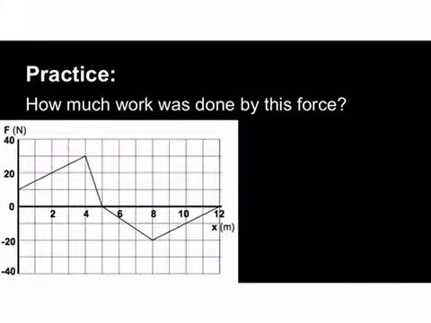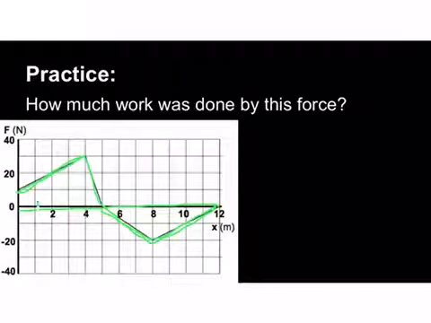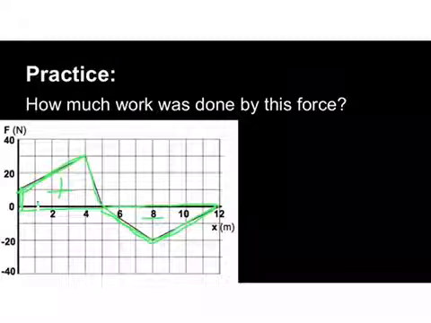So here's another example where we could calculate how much work was done by this force. And again, what we need to do is trace this thing out. Remember, use the graph itself, which will be either the top or the bottom. And then we use the x-axis. And then if we need to, we can use a vertical line to close this off. So we can close it off here with a vertical line. So this is positive work above the x-axis, negative work below the x-axis.